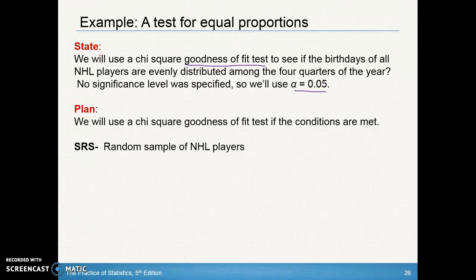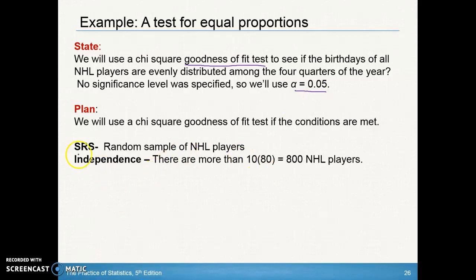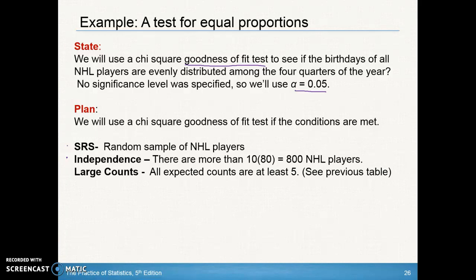Let's do our conditions. We have a simple random sample of NHL players. There are more than 10 times 80, or 800, NHL players, and make sure that you're labeling this simple random sample, independence. And then we don't have the normal condition, we have the large counts condition, where all expected counts are at least 5. Make sure that you show those expected counts as part of your problem.